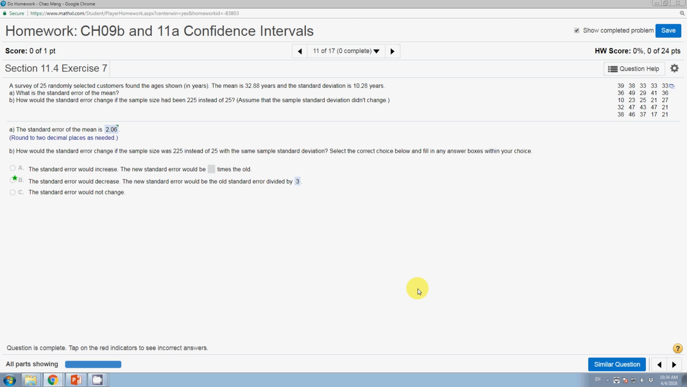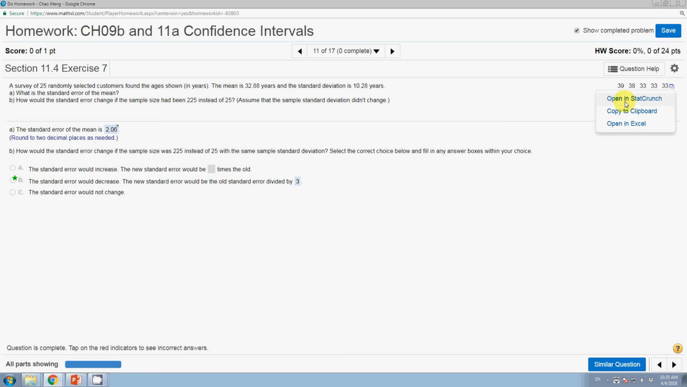Hello class, this is chapter 9b assignment question number 11. In this question we are given a data table and we have a sample data and it tells us the mean and the standard deviation. The first one is to find the standard error of the mean. So let's have some help from the StatCrunch.